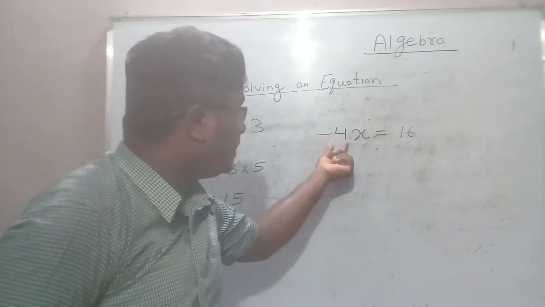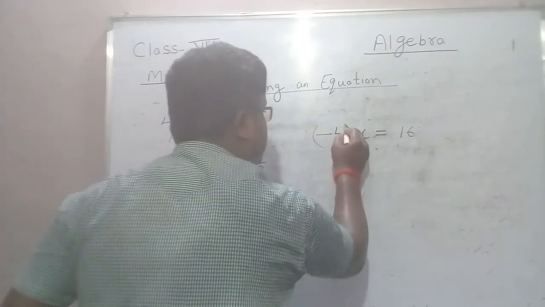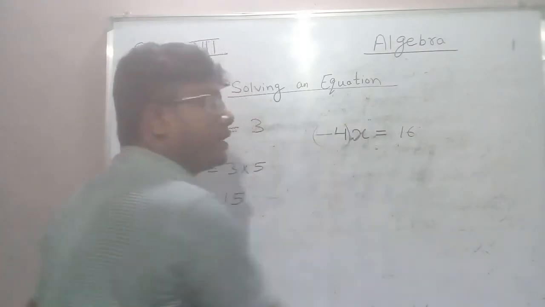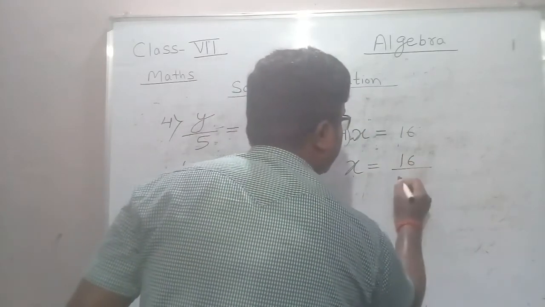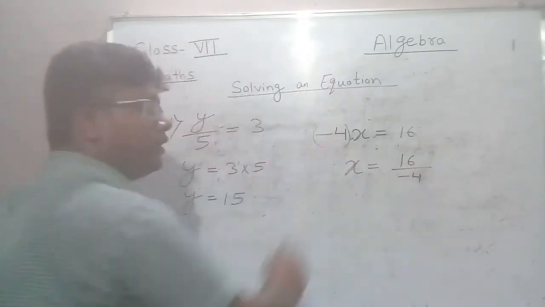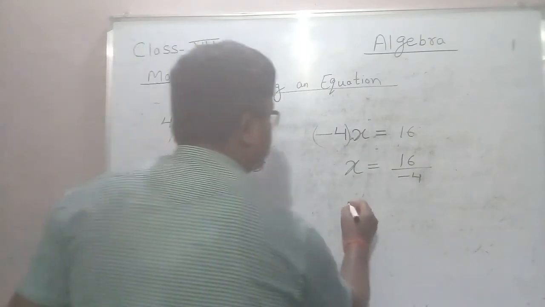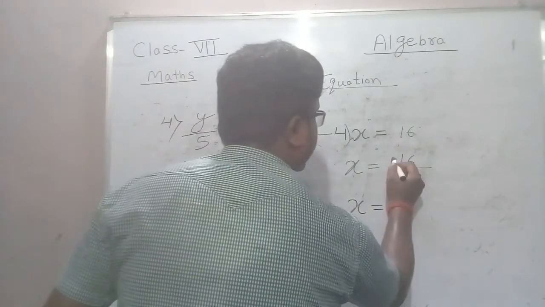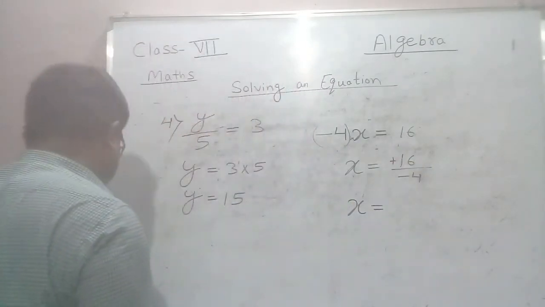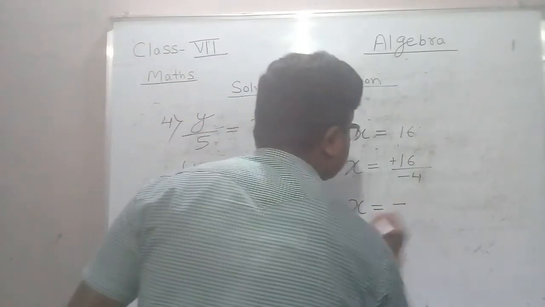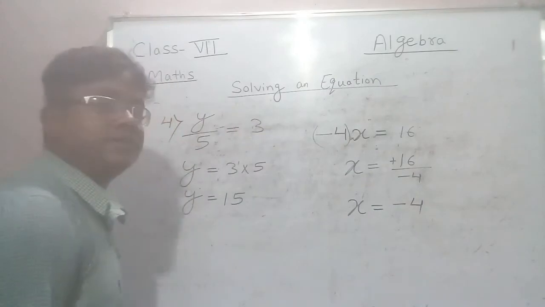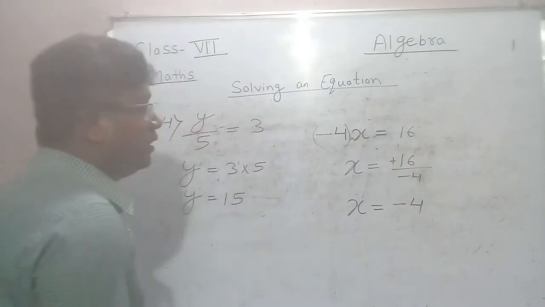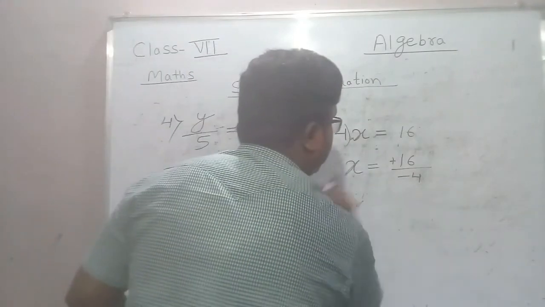Here this minus 4 is multiplied with x. So what will be its value? x is equal to 16 upon minus 4. This minus 4 will go and divide there. So what will be the value of x here? Here it is a plus, so plus divided by minus is minus, and 16 divided by 4 is 4. Your answer is minus 4. Let me give you one more example.